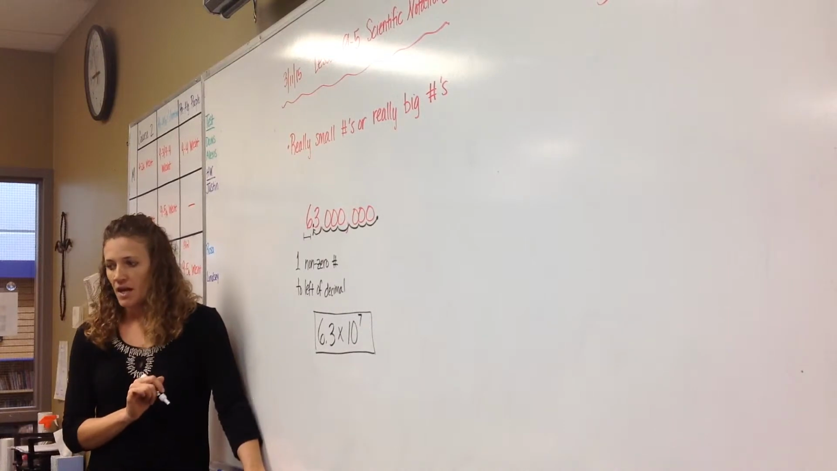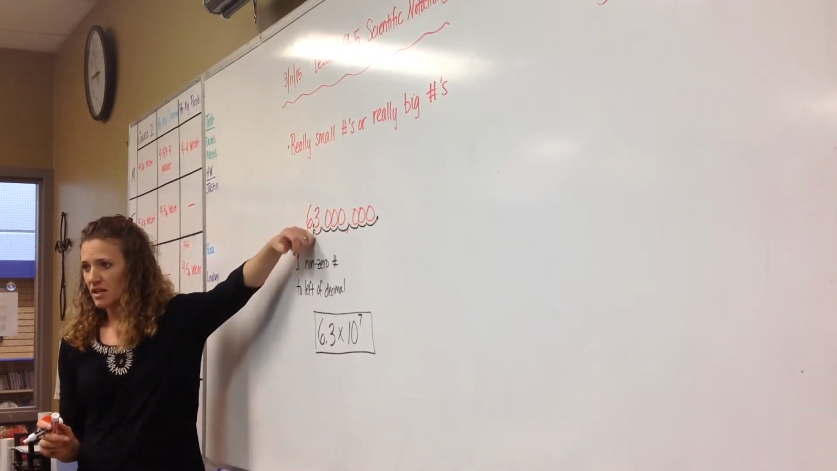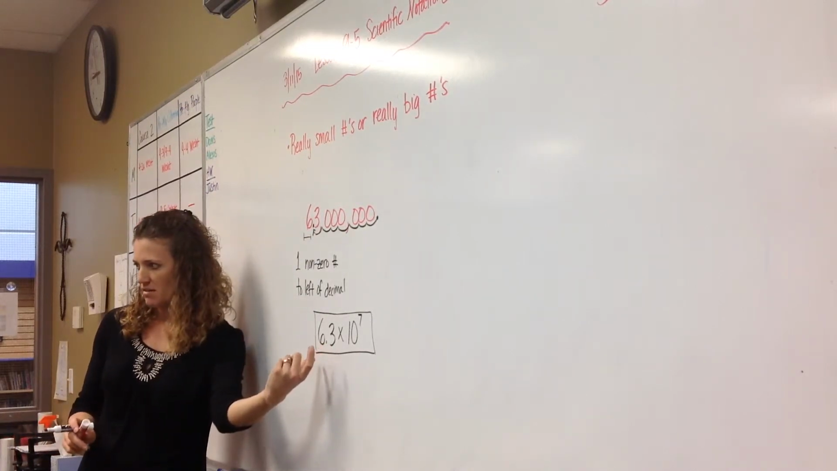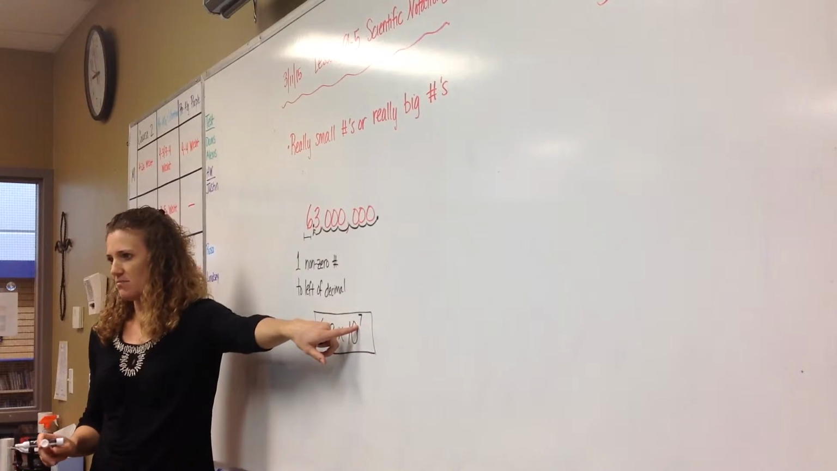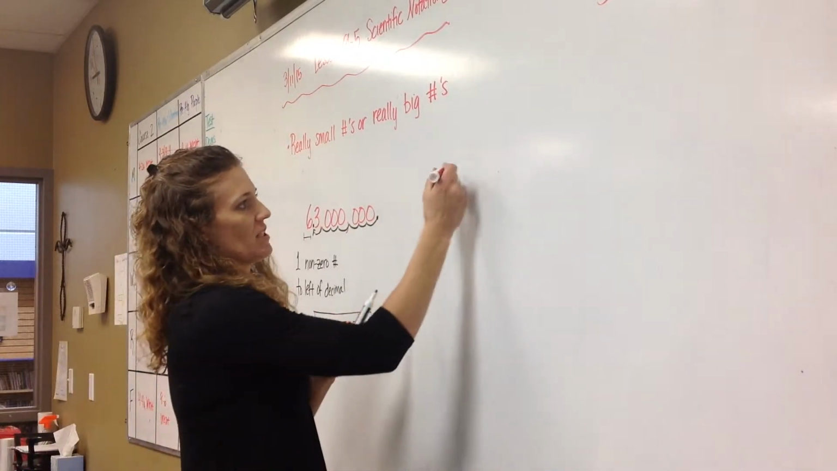Okay. Now, if you have a really big number, it makes sense that you would have to multiply this small decimal number by 10, right? So your exponent is positive. But what if we have a really small number? Let's start with a really small number.